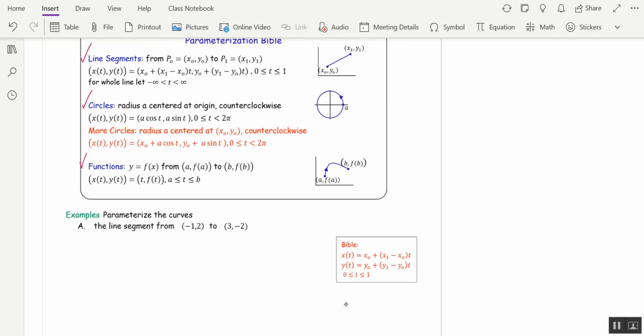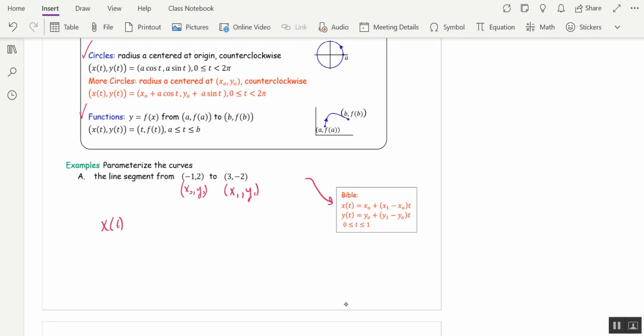Here we've got a line segment from -1, 2. So this will be my x0, y0 in the Bible. And then 3, -2 will be my x1, y1. And I'm just going to use these equations here. So we get x of t is -1 plus 3 minus -1, which would be 4t. And then y of t is 2, that's y0, plus -2 minus 2 is -4t. So let me just clean that up. x is -1 plus 4t, and y is 2 minus 4t.